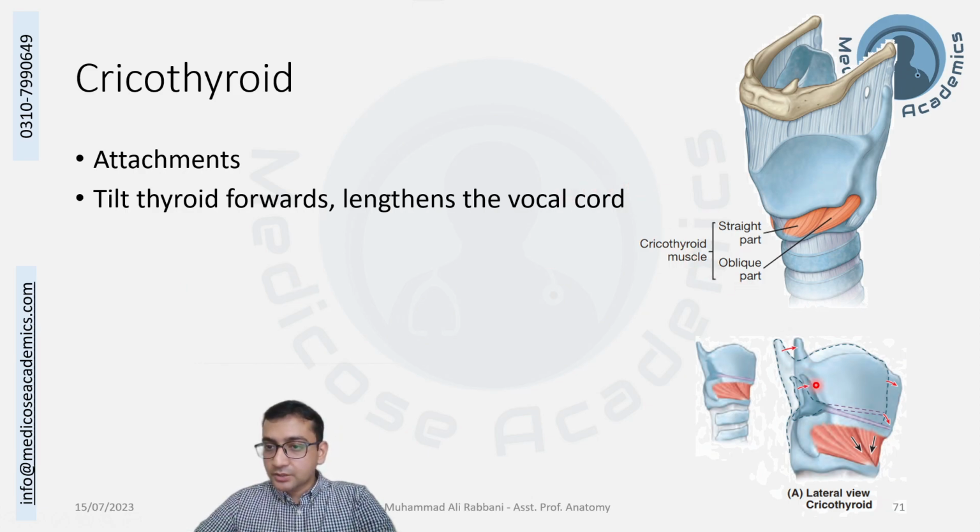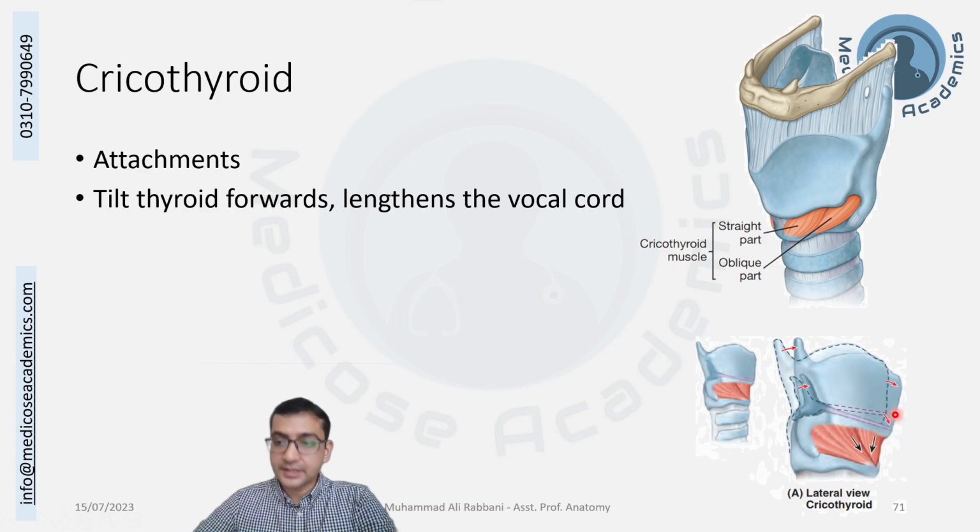This brings us to the cricothyroid muscle. The name indicates it originates from the cricoid cartilage below, and it attaches to the thyroid cartilage above. When it contracts, it helps tilt the thyroid cartilage in front. So the dotted line was the previous position, the solid line is the new position. It tilts the thyroid cartilage to the front, and as it tilts, the vocal cords are stretched.